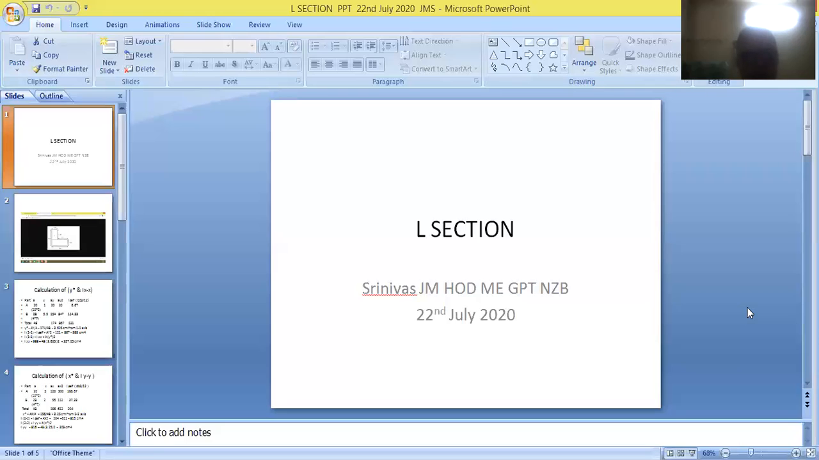So we are going to talk about L section in this class. As the name itself implies, the area of cross section will appear in the form of a letter L. So the area of cross section is made in the form of a letter L. Therefore, simply it is called L section.